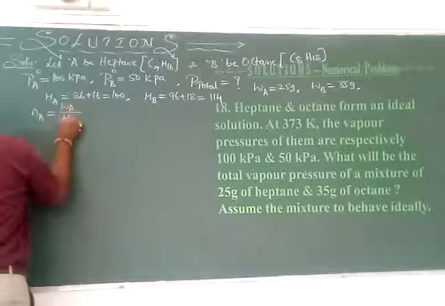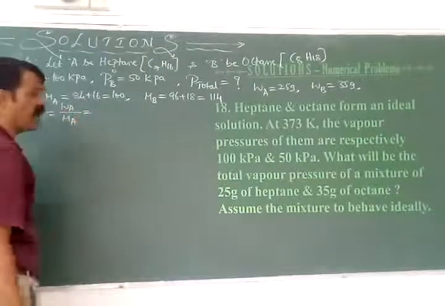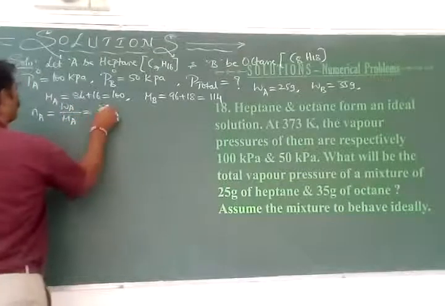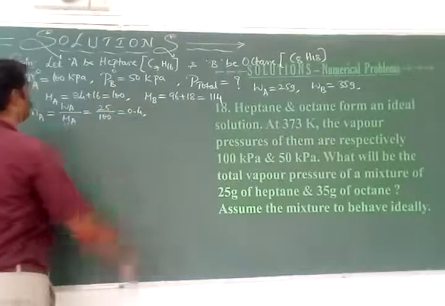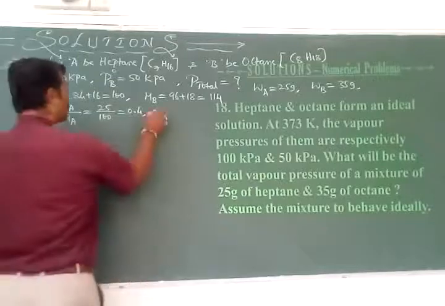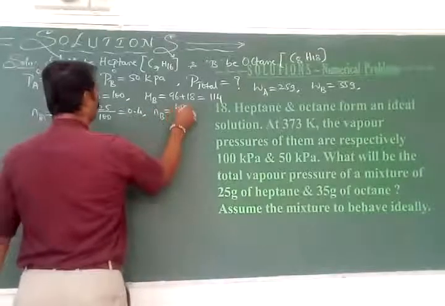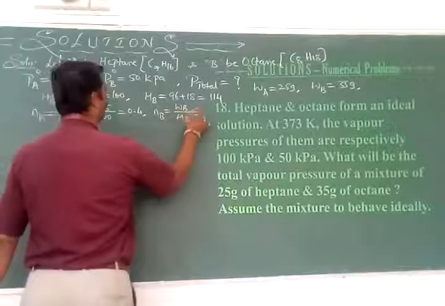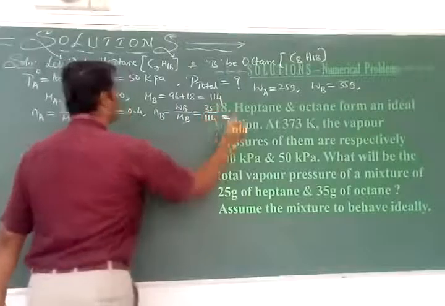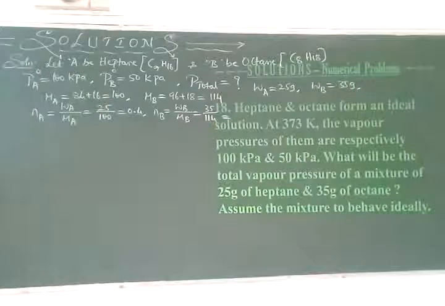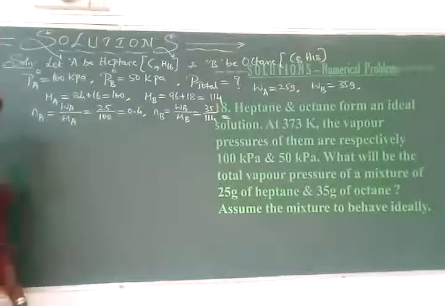WA divided by MA. What is WA here? 25 divided by 100, that is equal to 0.25. What is nB here? WB divided by MB. What is WB? 35 divided by 114. So 35 by 114 is going to be 0.307.